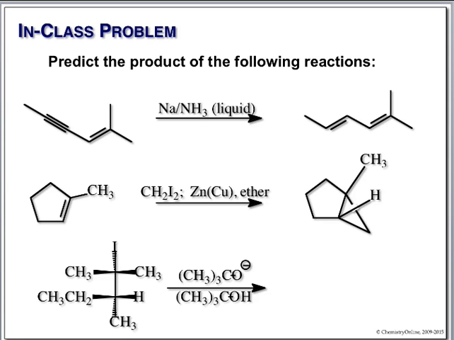What do we know about an E2 elimination? The leaving group and the hydrogen that's removed must be on opposite sides of the molecule, and they must be coplanar. We will also form the most highly substituted alkene. So that's what we're working with here.